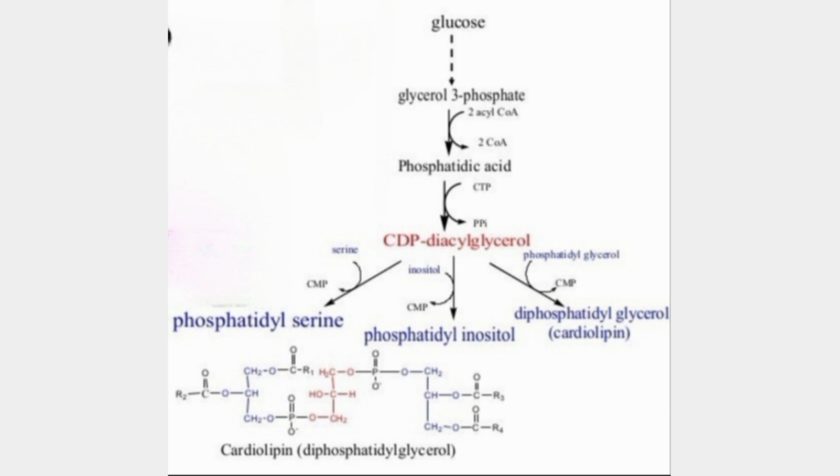Glycerol 3-phosphate is the precursor to the glycerol backbone of the phospholipid and can be derived from glycolysis. Glycerol 3-phosphate receives its first fatty acid to form lysophosphatidic acid. A second fatty acid is added to the lysophosphatidic acid to form phosphatidic acid.